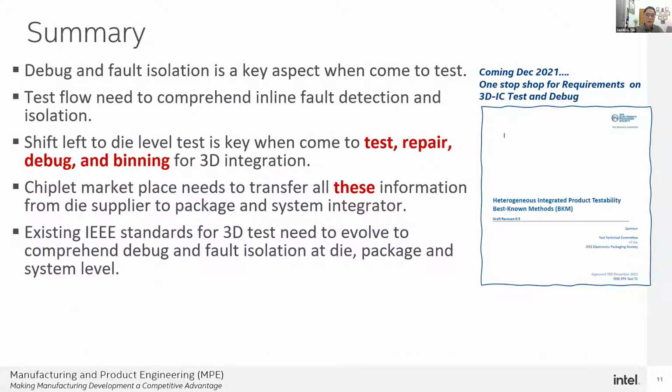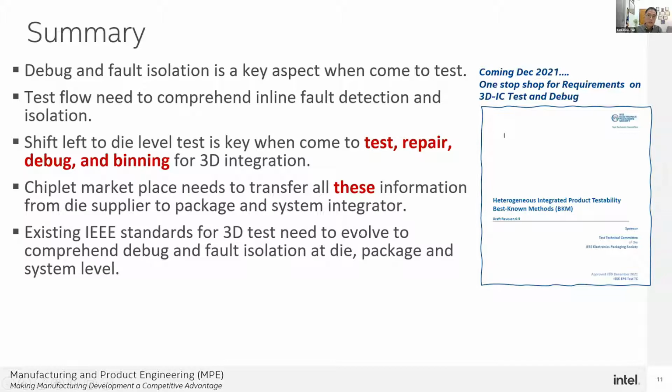All right, to wrap it up: debug and fault isolation is a key aspect when it comes to test. The test flow needs to have inline fault detection and isolation. Shift left to die-level test is key for test, repair, debug, and binning for 3D integration. The chiplet marketplace needs to transfer all this information from die supplier to package and system integrator. And existing IEEE standards for 3D test need to evolve to comprehend debug and fault isolation at die, package, and system.